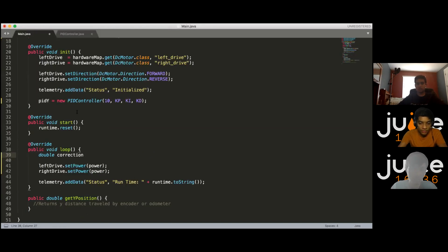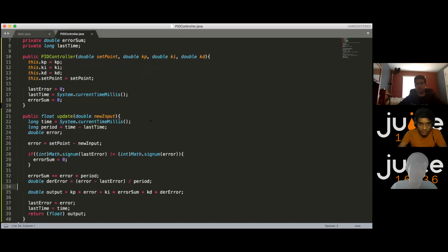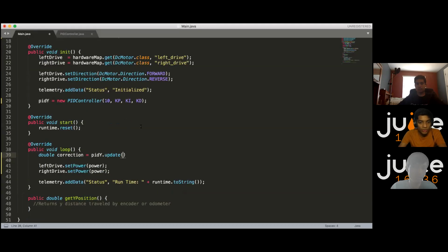So that'll be equal to PID update. And you see this calls for a new input. So our new input is going to be our get y position. Right now, get y position is just kind of a dummy function. It's blank, but we'll let you figure out the best implementation for your situations.